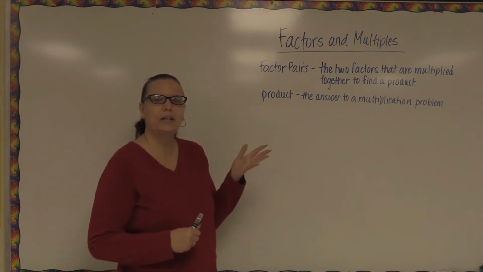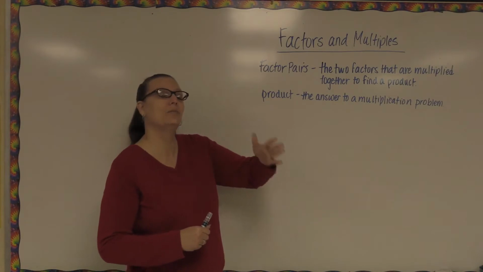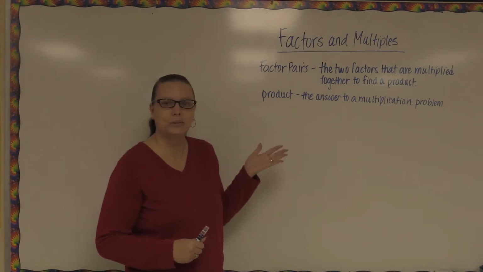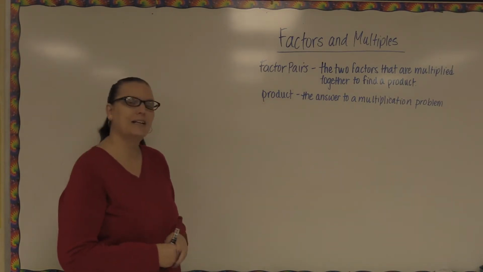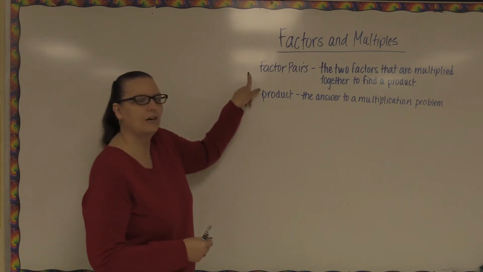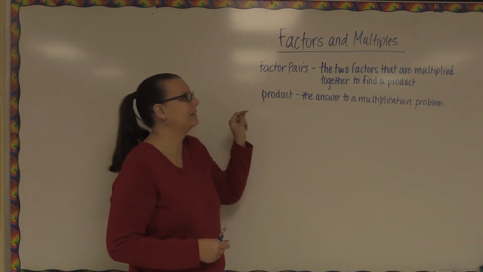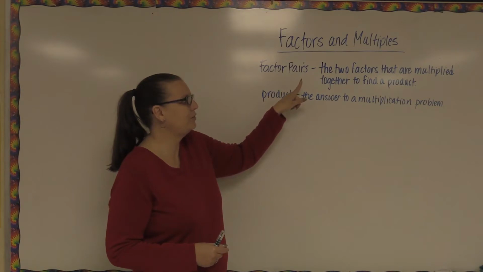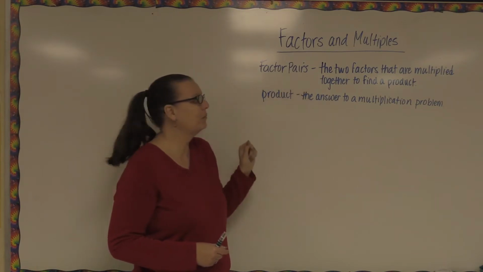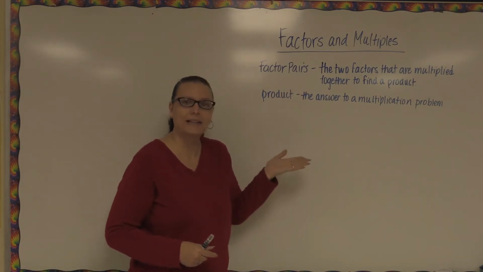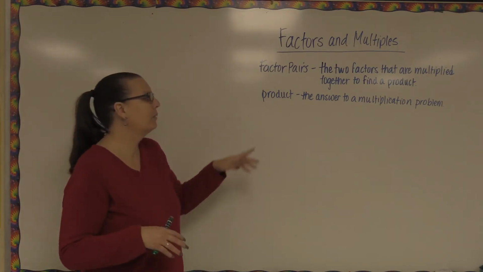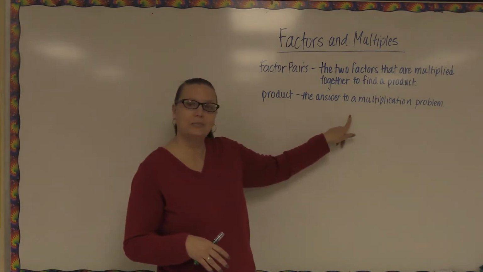So for fourth grade, one of the first topics that actually came from last week was factors and multiples. So I want to make sure you guys understand that a little bit better. So first off, we need to know what a factor pair is. And what that is is two factors or numbers that are multiplied together to find a product. And if you guys will remember, a product is the answer to a multiplication problem.